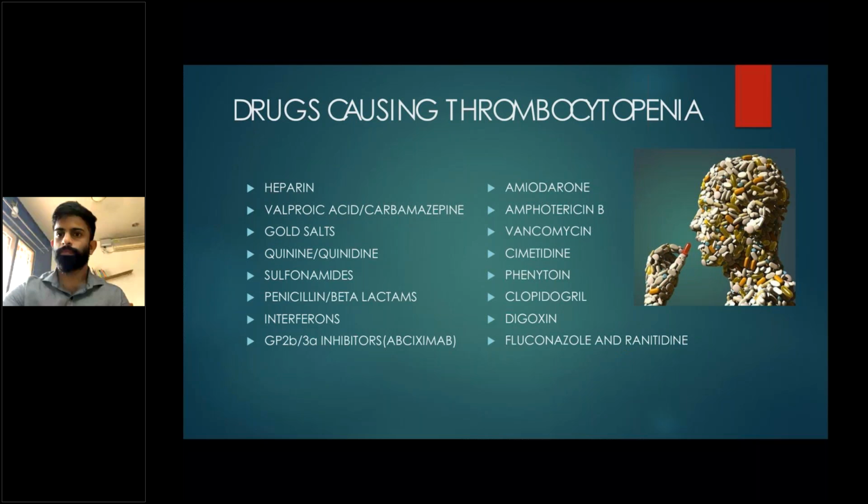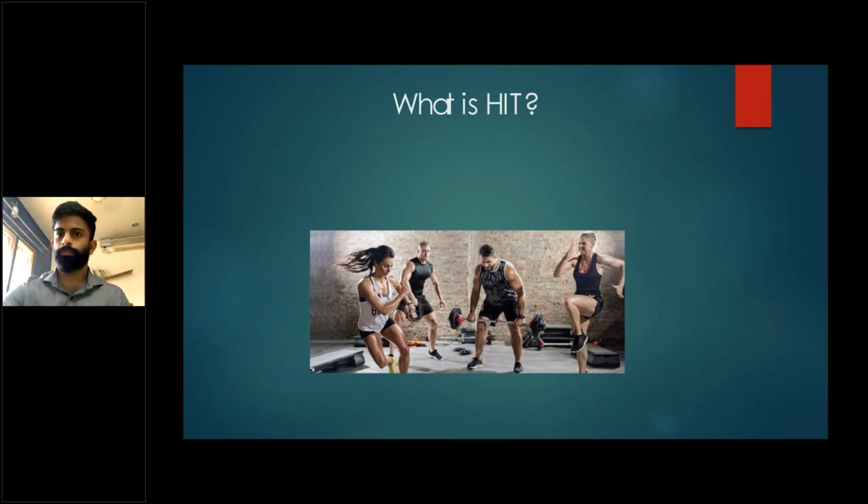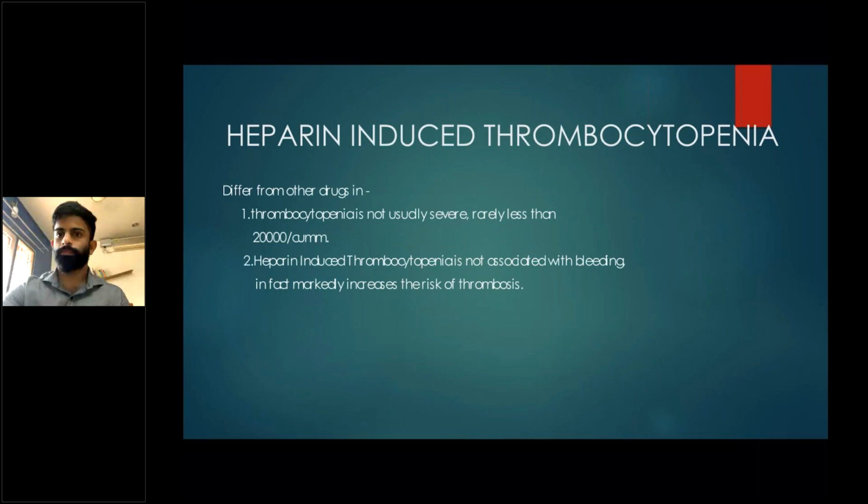So I'll go to the next slide. So what is HIT? It's not high intensity interval training. It is heparin-induced thrombocytopenia. It differs from other drugs in that the thrombocytopenia is usually not severe. It's rarely less than 20,000. Heparin-induced thrombocytopenia is not associated with bleeding.